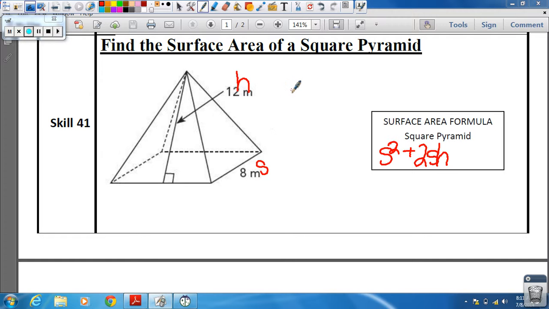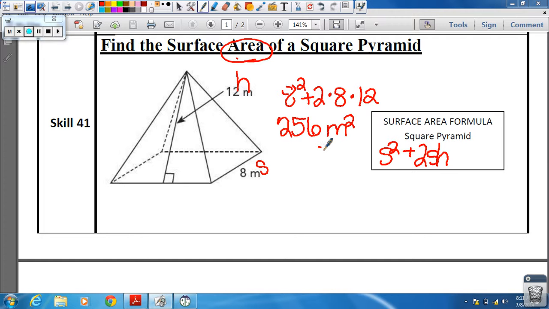So this would be 8 squared plus 2 times the side length of 8 times the height of the pyramid at 12. That gives us a total of 256. Since it is surface area, again, remember that it's square units. So it's going to be meters squared or square meters.